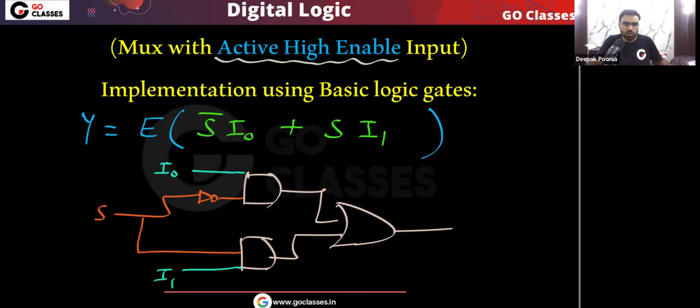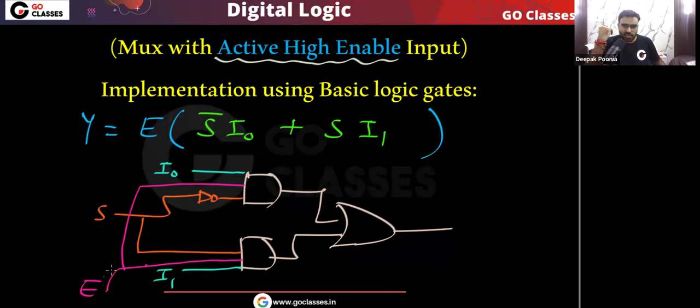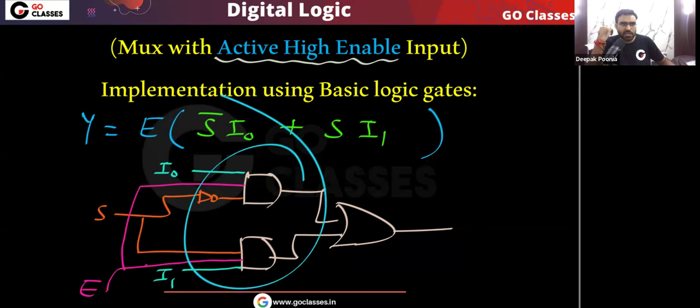Now you can notice, because of enable, what we will do, this enable line I will connect like this. This E will be input here also, and this E will be input here also. Because you can see that E S bar I0, E S I1. So basically this enable is active high enable, so directly I will connect it with both the AND gates. In both the AND gates, this enable will be one of the inputs. That's it. This is the implementation using basic logic gates.